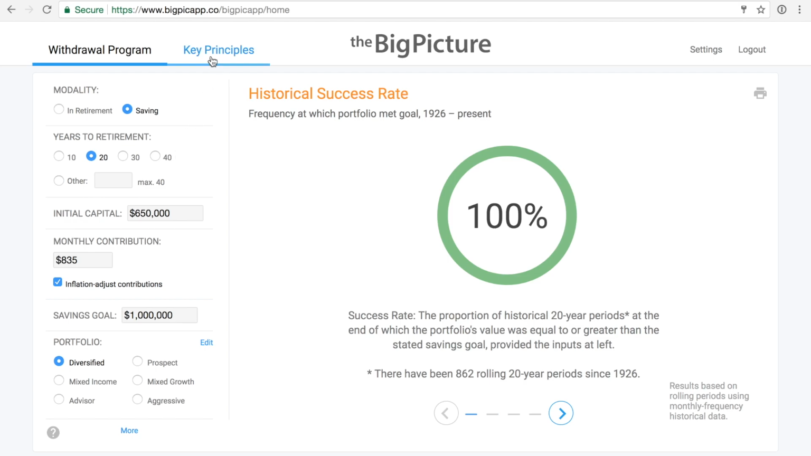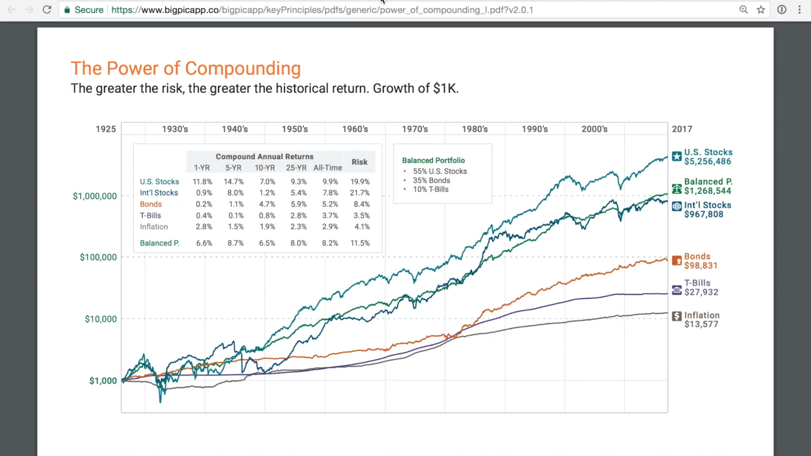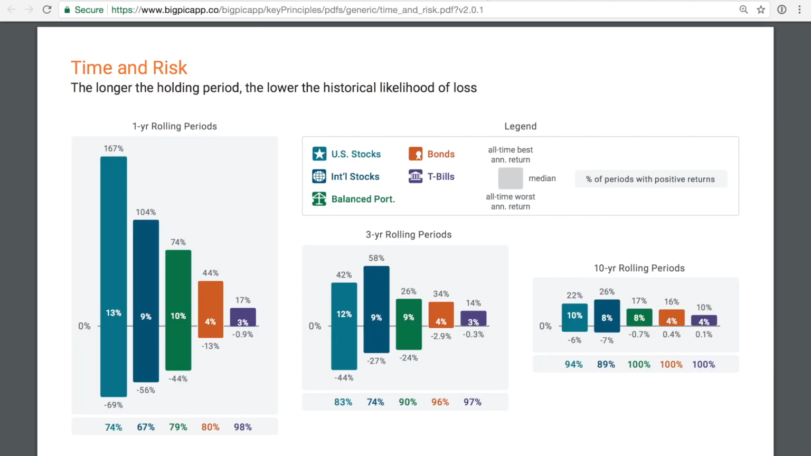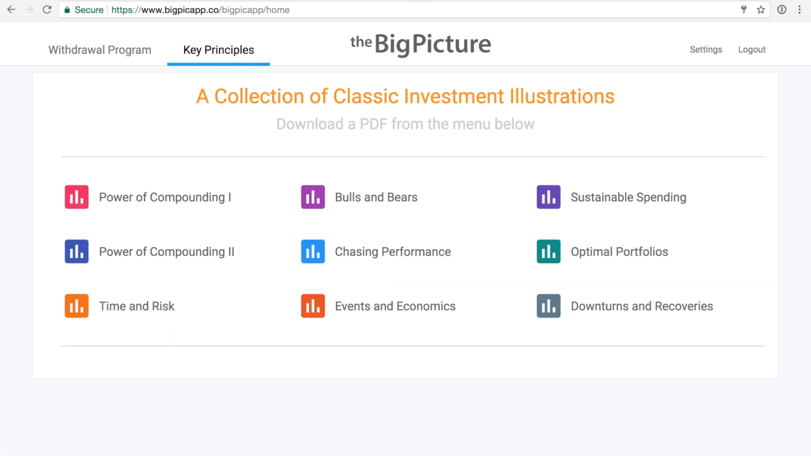The other feature is called Key Principles. This is a library of PDFs that illustrate time-tested investment principles. They're updated every year and serve as conversation starters with clients. You can download them, print them, or email them. By communicating more effectively about the concepts of asset allocation, safe spending, sequence of returns, and other key concepts, you'll inspire trust and connect better with your clients.